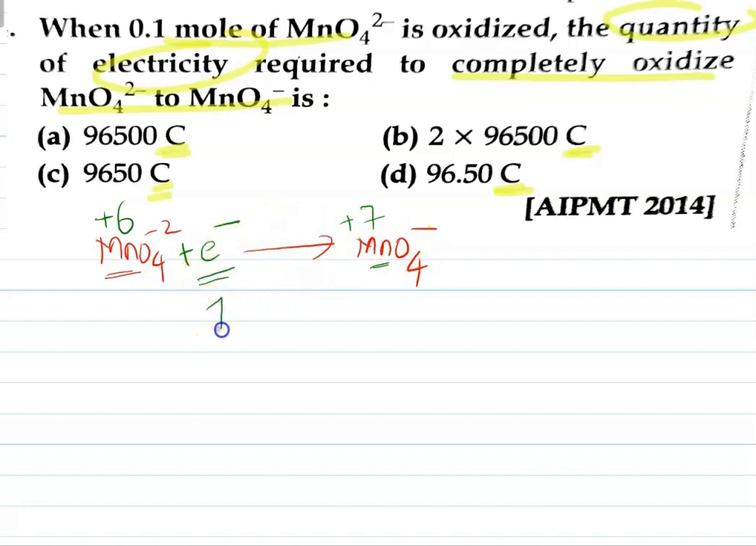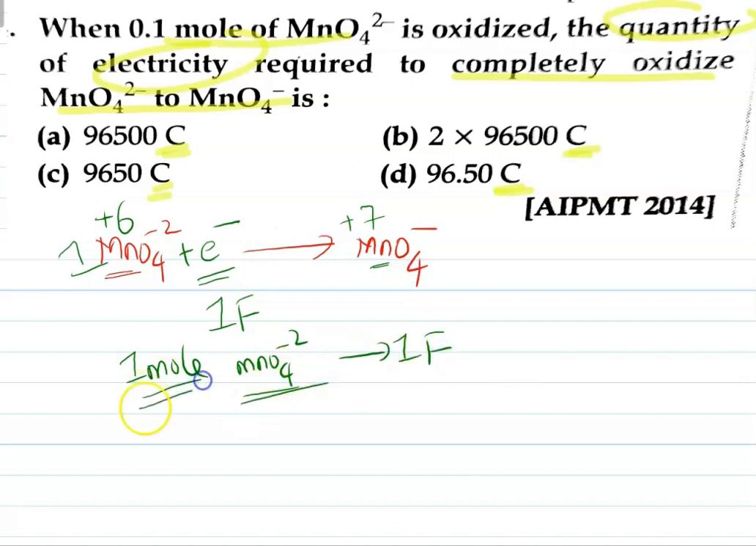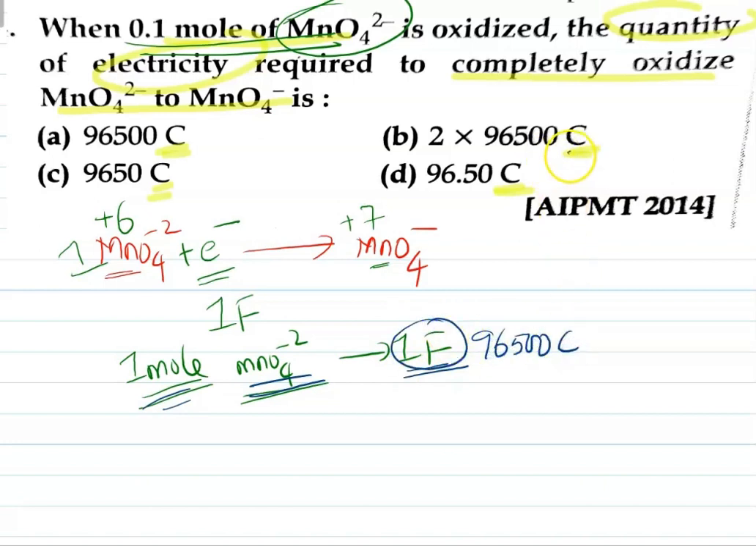1 electron means how many Faradays? You require 1 Faraday to convert 1 mole of MnO4 2-, right? You may ask me, sir, why have you taken MnO4 2- as 1 mole? Because in the question, it is about 0.1 mole of MnO4 2-, right? So always keep the question in mind when you are solving it. So 1 mole of MnO4 2- requires 1 Faraday. 1 Faraday is nothing but 96,500 coulombs. Because your answer is in coulombs, you need to take your calculation also in coulombs.